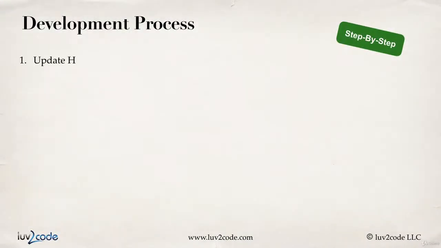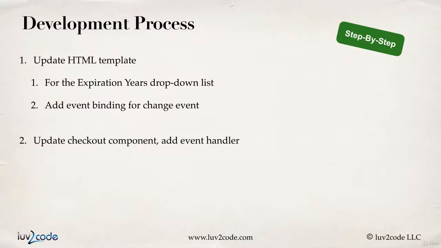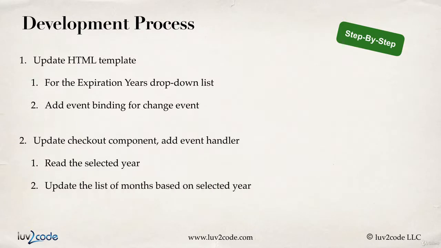Okay, so here's our development process. We're going to update our HTML template. For the expiration years drop-down list, we're going to add an event binding for the change event. So basically, we'll add a trigger. If they change the year, then we need to do some work. That's step 2, updating our checkout component and adding an event handler. What we'll do is read the selected year, and then update the list of months based on the selected year. So in a nutshell, if we're in the current year, we'll use the current month to the end, 12. If we're in a future year, then we'll give all 12 months, 1 through 12.